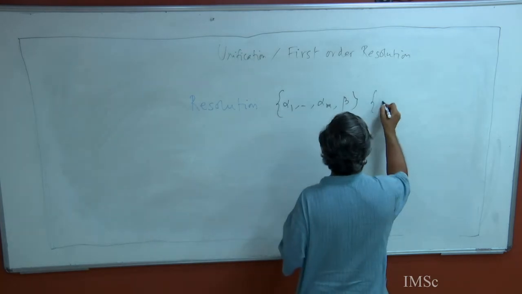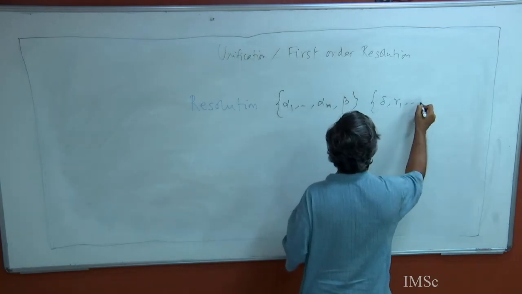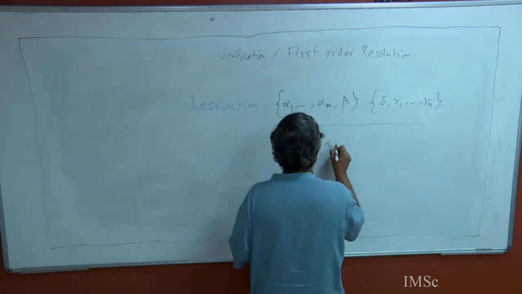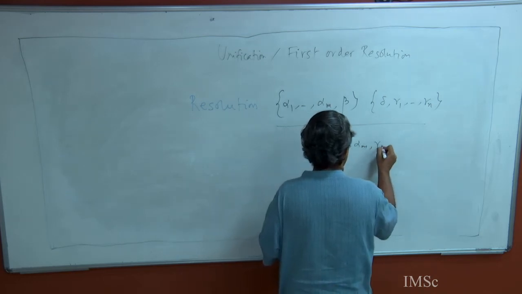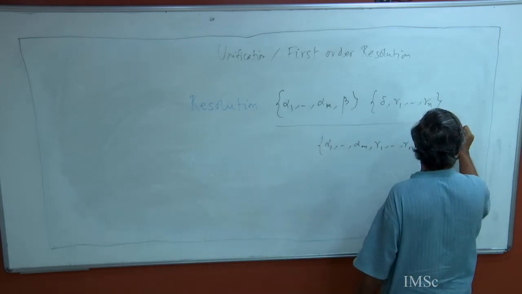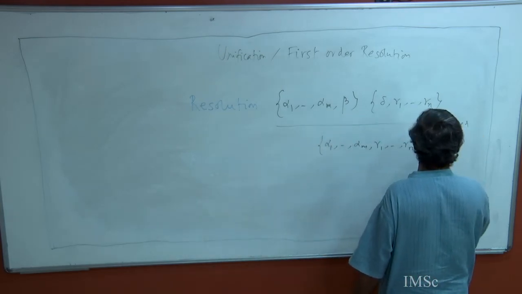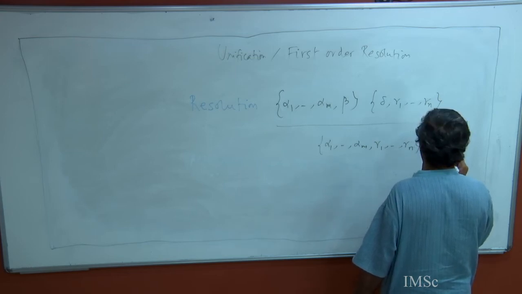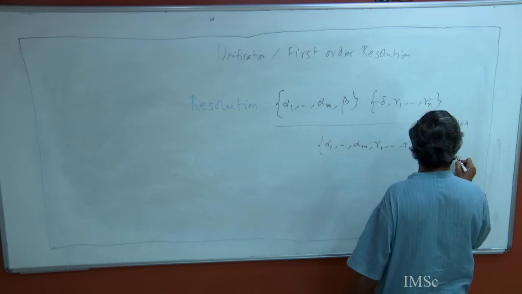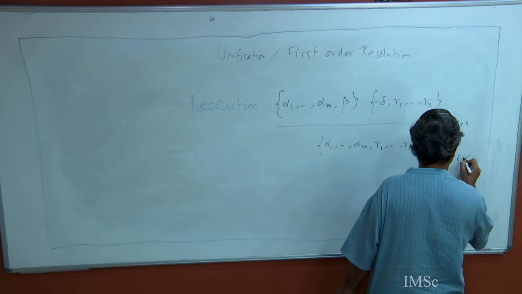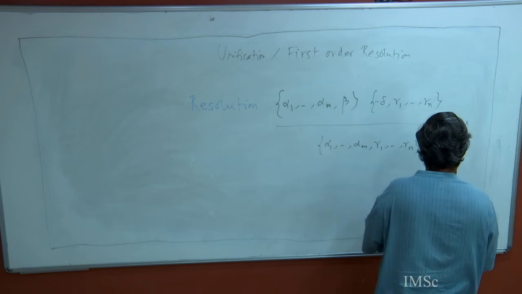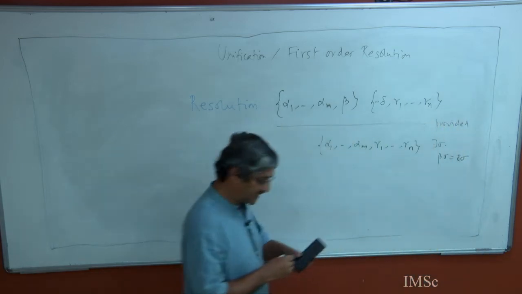Beta, then delta, gamma 1 through gamma n. From this you derive alpha 1 to alpha m, gamma 1 to gamma n, provided there exists some substitution sigma such that, so let me put this as not delta, delta sigma. This is what it says.